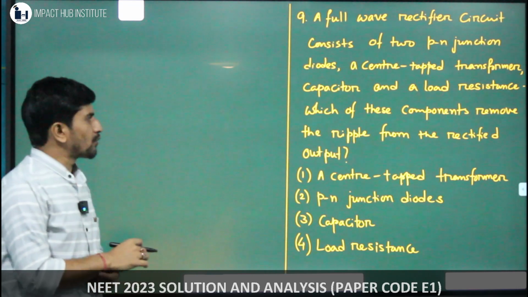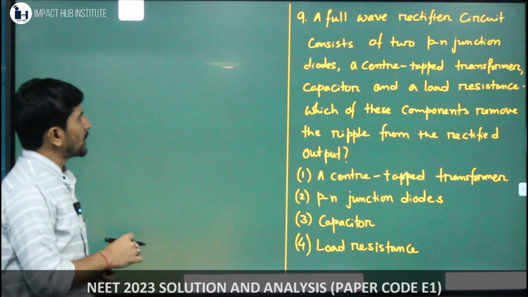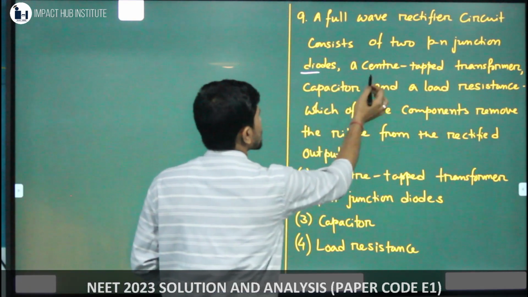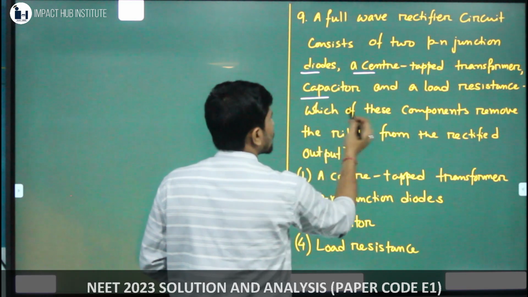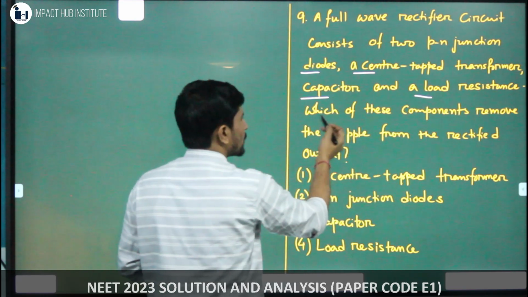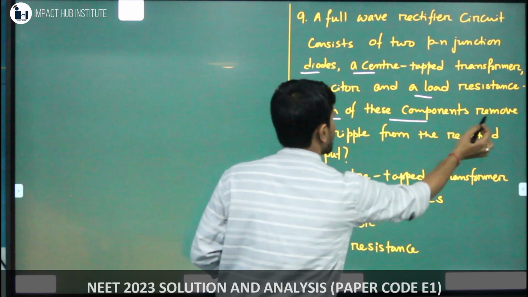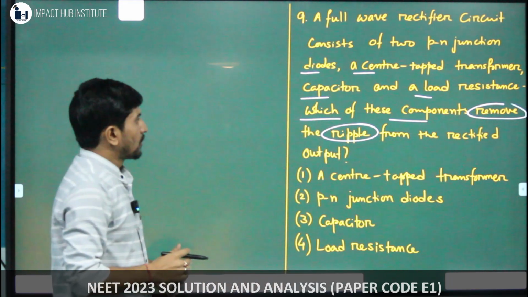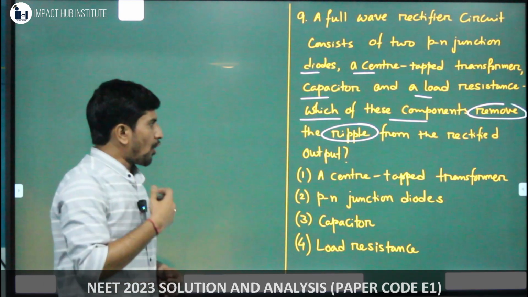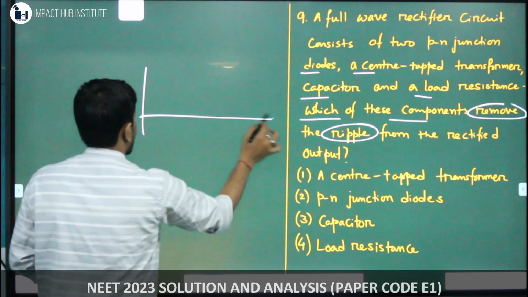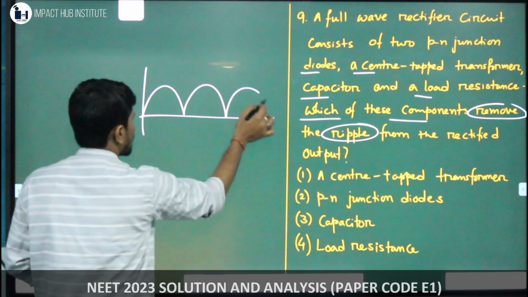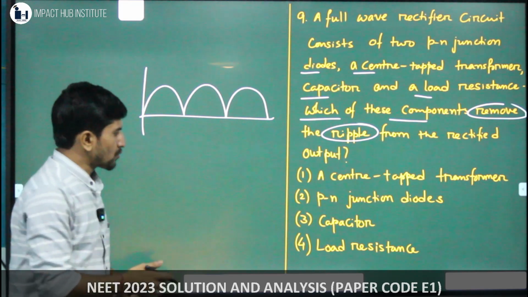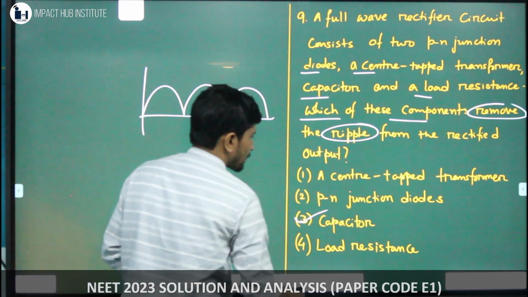It's a description based question. There's a full wave rectifier, and we know that a full wave rectifier consists of two PN junction diodes, center tap, capacitor, load resistance, and the question is which of the components removes ripple from the rectified output. Well, in the full wave rectifier, the output is like this, okay, it still contains some ripple. These ripples can be blocked by the capacitor, so therefore the capacitor is the answer. Let's move on.